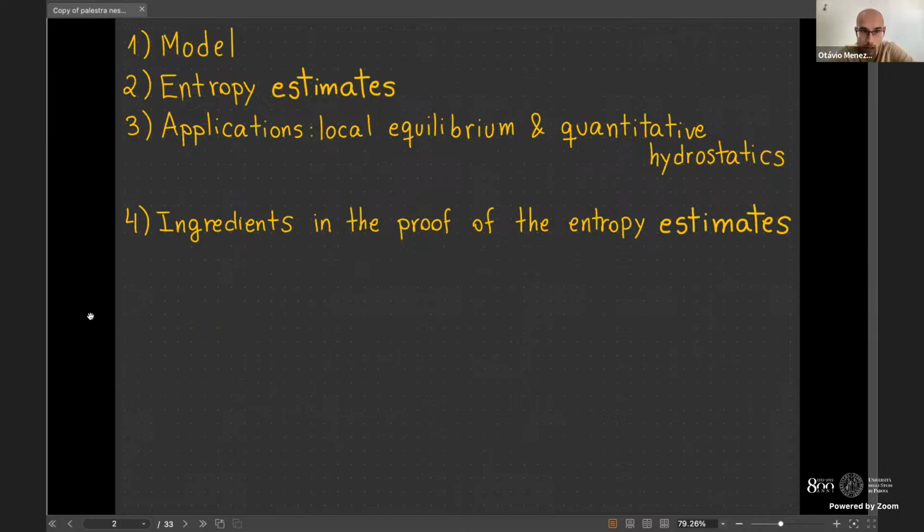So that's the plan for the talk. We'll introduce the model that we have worked with, state precisely the entropy estimates, derive two consequences of those estimates that we could obtain for our model, and then try to say as much as I can about how you actually prove those entropy bounds.